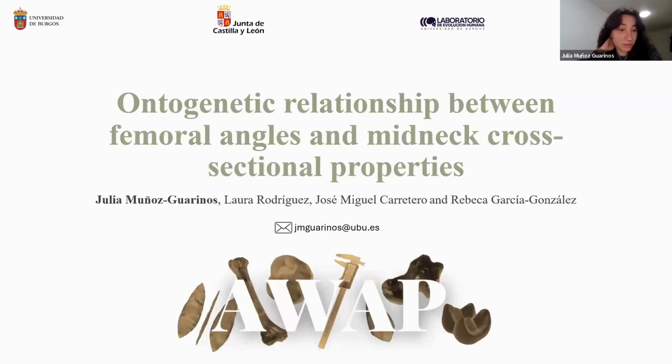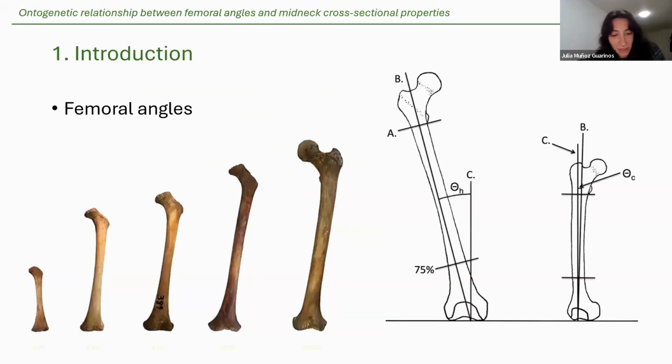So yes, as you said, I will follow the topic of Zoe, talking about femoral angles too, but this time from an ontogenetic perspective. So in humans, the bicondylar angle, the neck shaft angles and femoral cross-sectional properties are developmentally adaptable and influenced by functional loading through ontogeny. Both femoral angles and the cross-sectional properties are also influenced by physical activity levels, nutrition, and other factors like hormones.